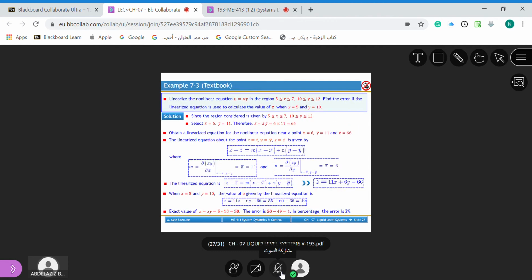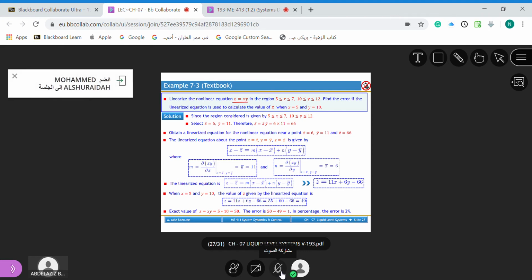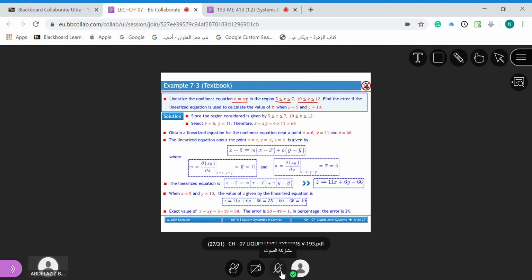We have an example to be solved about this. They are asking us to linearize the equation z is equal to xy in the region where x is less than 7 and greater than or equal to 5, and y is between 10 and 12. Find the error if the linearized equation is used to calculate the value of z when x is equal to 5 and y is equal to 10.